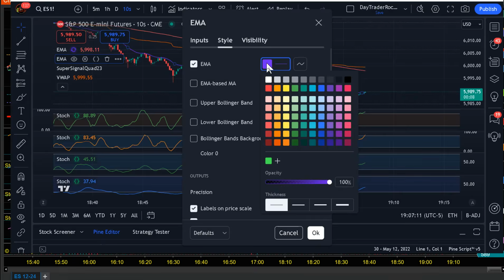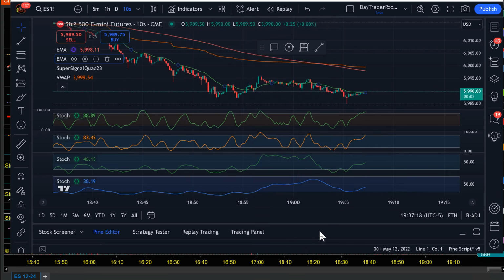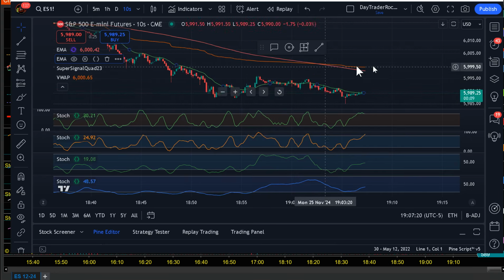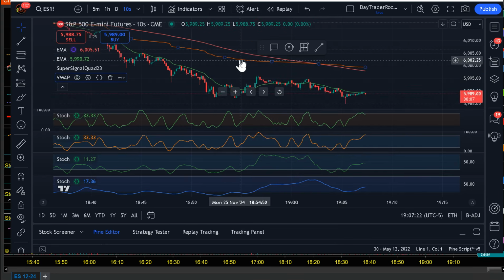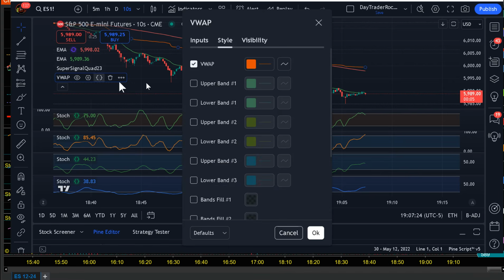I want to change this to my light green. That's typically what I use for 20 period moving averages, is green. So I keep that. There we go. So that's a little bit better. And usually the 50 is blue. So I might as well make that blue, light blue.